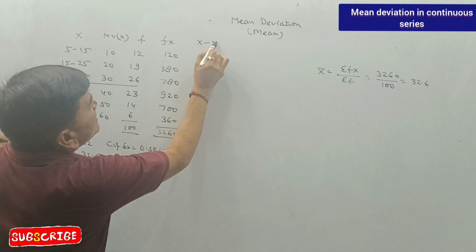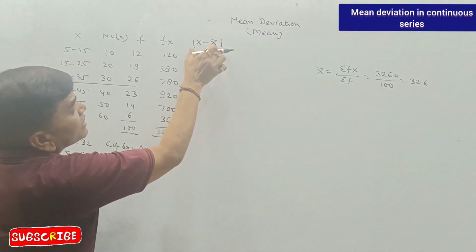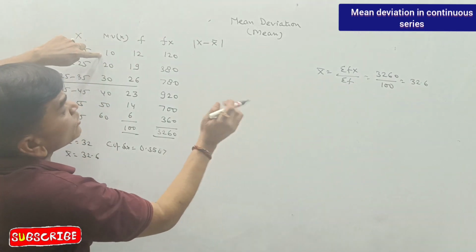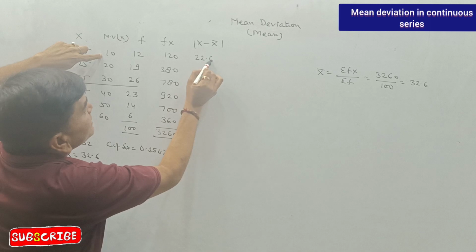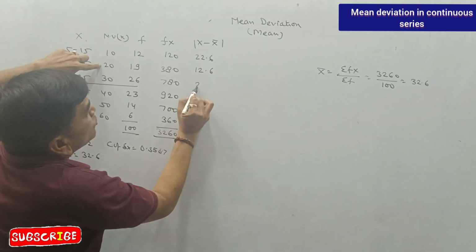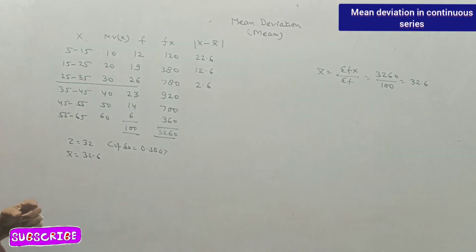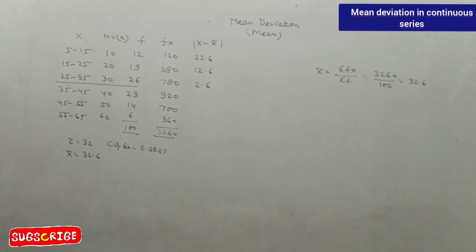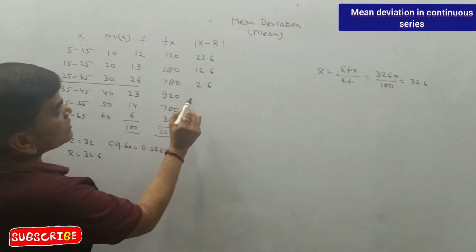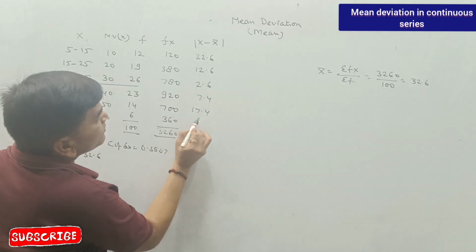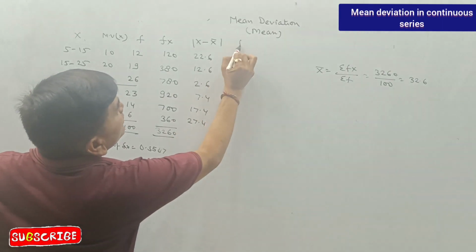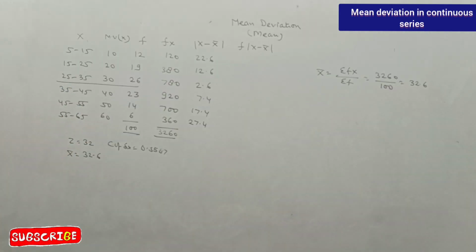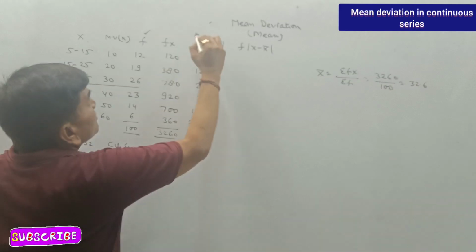So x minus x bar we are to calculate without having any attention on the plus minus. 10 minus 32.6, that is 22.6, then 12.6, then 2.6. Now 40 minus 32.6, that is 7.4, then 17.4, then 27.4. We require f multiply x minus x bar also in formula. So we were having the multiplication of this item and this item.